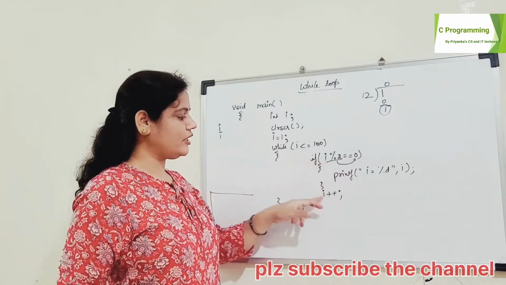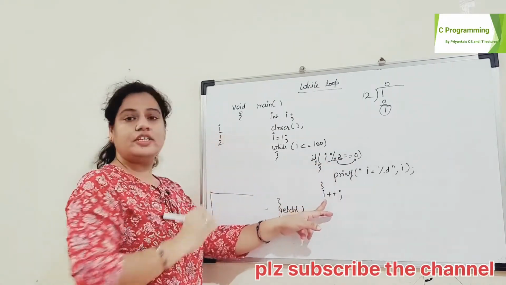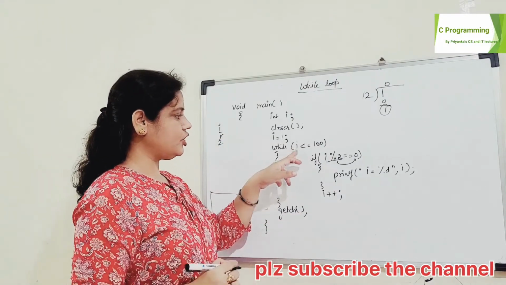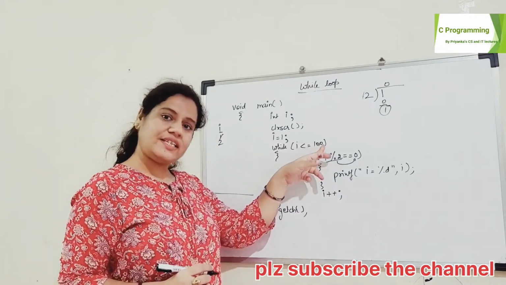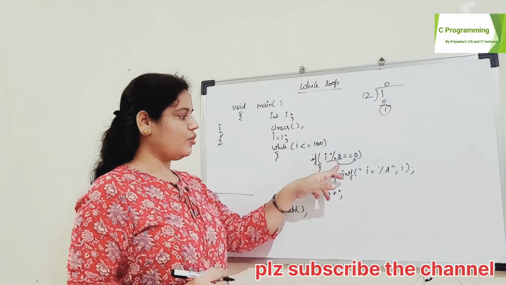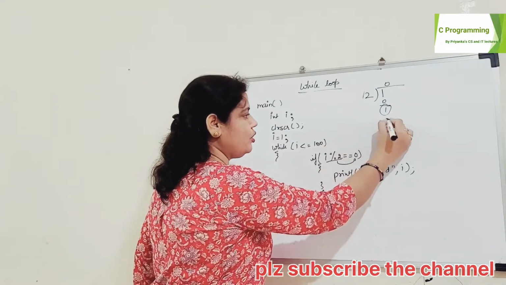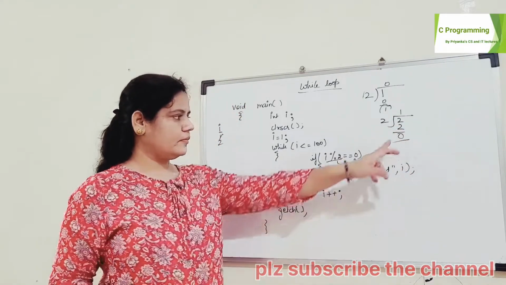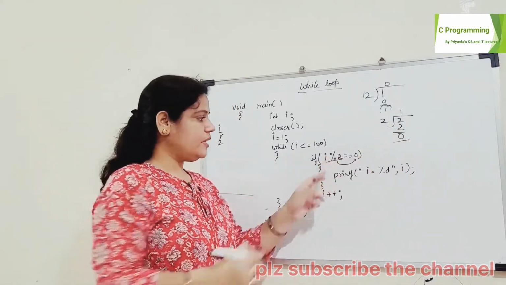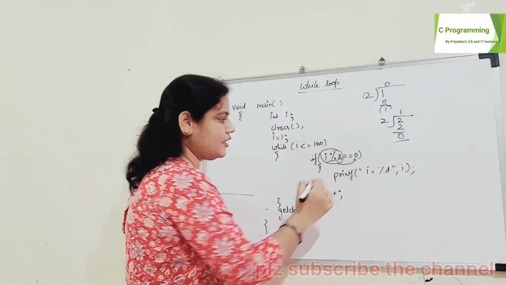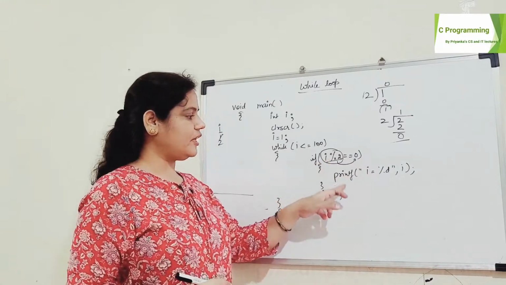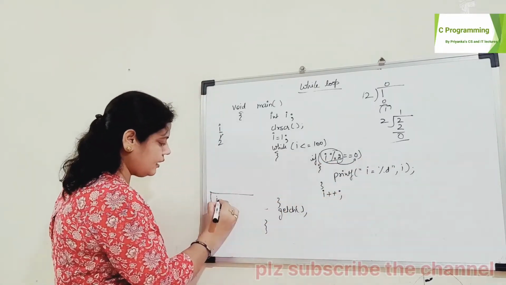It will come out and increase the value of I by 1. After that, again it will check the condition: 2 is less than or equal to 100. Yes, it is again true. Then it will go inside and check the condition: 2 divided by 2, 2 ones are 2, 0 is the remainder. Means this expression has returned 0. 0 is equal to 0? Yes, now it is true. Then it will come inside and print I equal to 2.